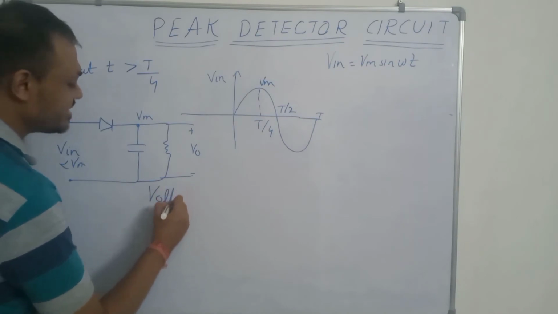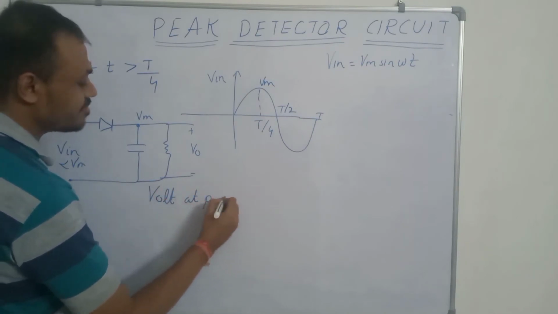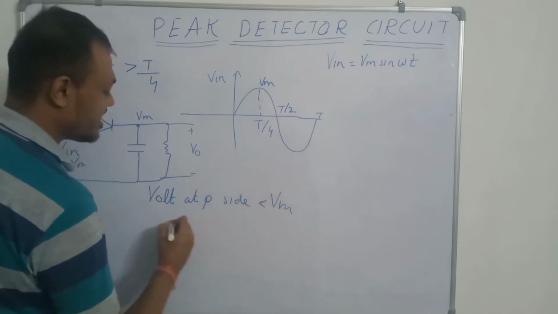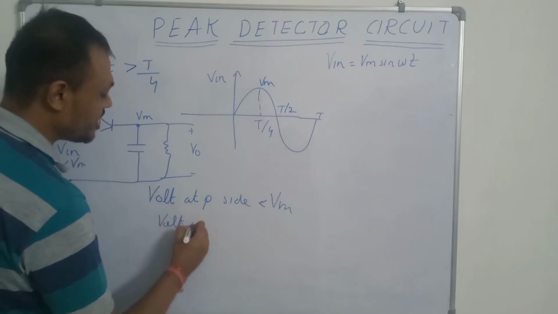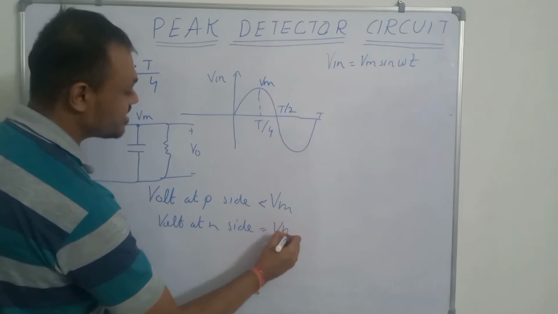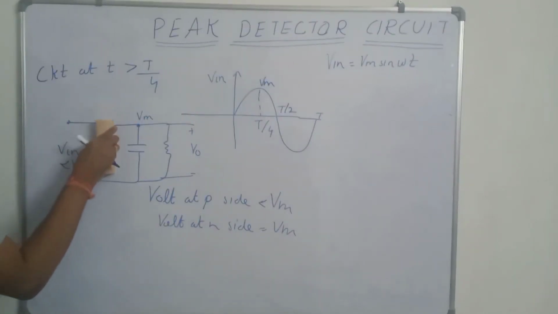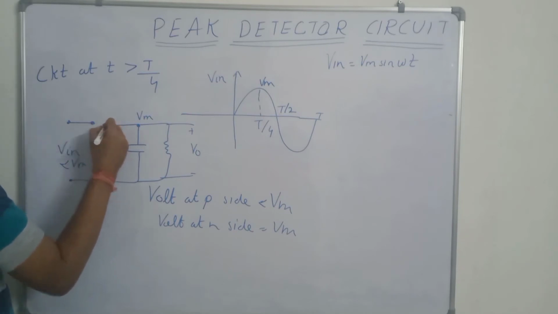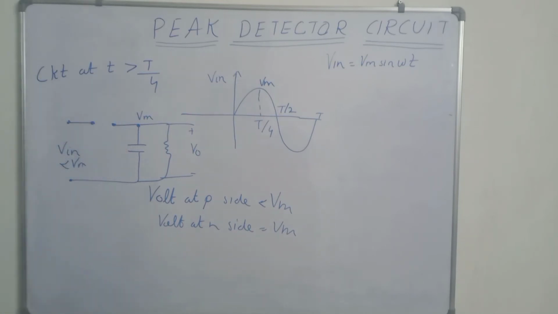So the diode is reverse biased because the voltage at P side is less than the voltage at N side. Voltage at P side is less than Vm and voltage at N side is equal to Vm. So the diode is reverse biased, and we can replace the diode with an open circuit. So after time t greater than T by 4, the diode will be replaced by an open circuit because the diode is reverse biased, or the diode will be off.